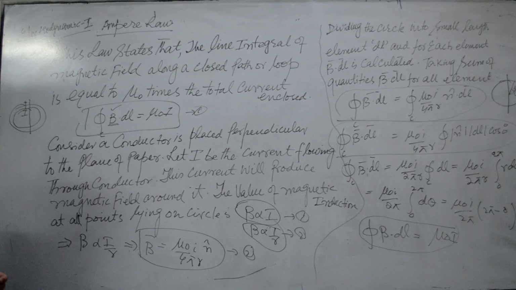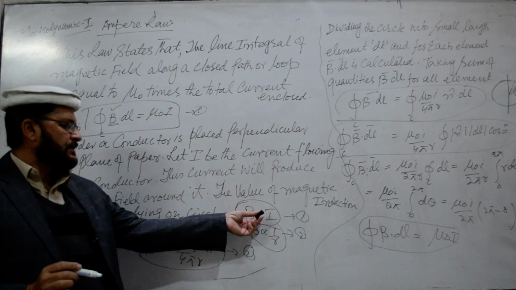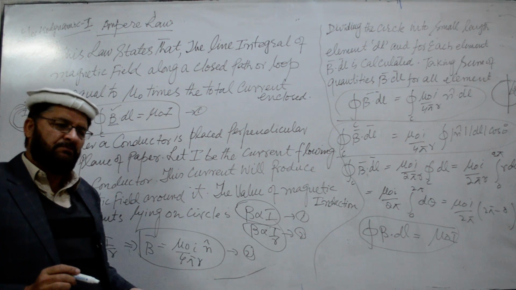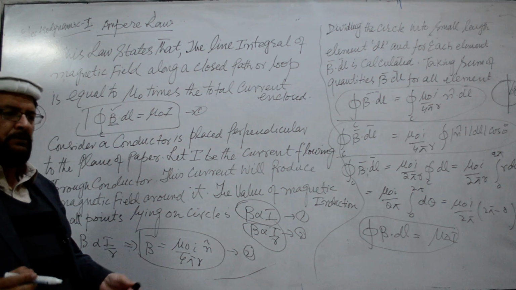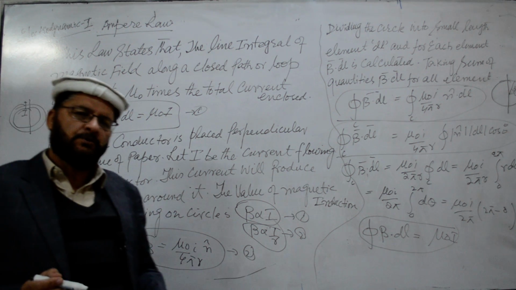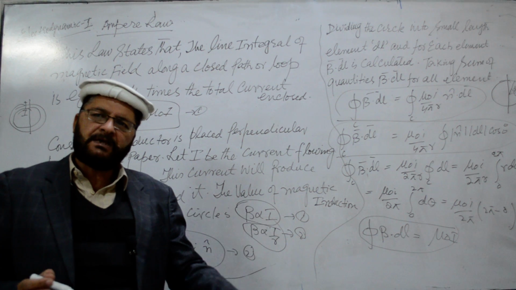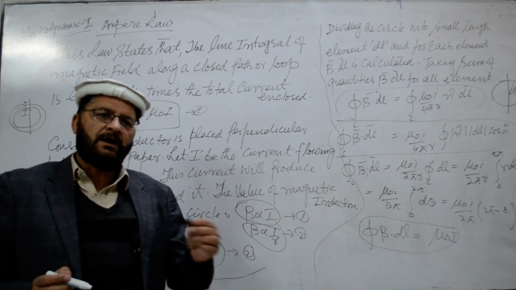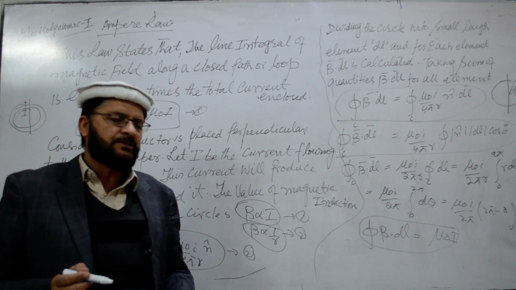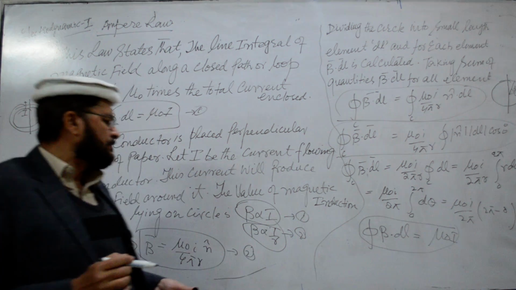How? If I increases, then B increases. If I decreases, then B decreases. It means that if a large amount of current or a small amount of current is flowing in the conductor, then in both cases the value of the magnetic induction varies; either it increases or it decreases.